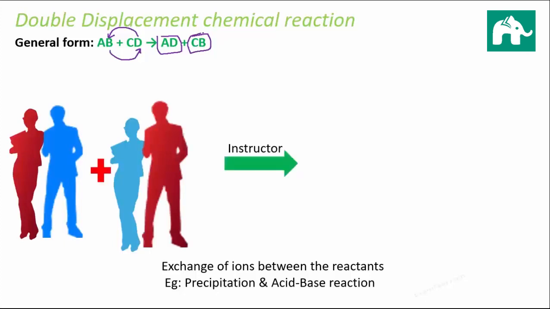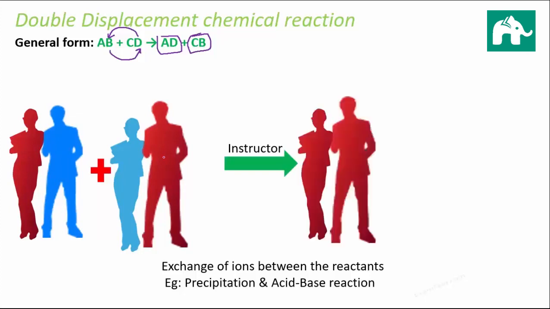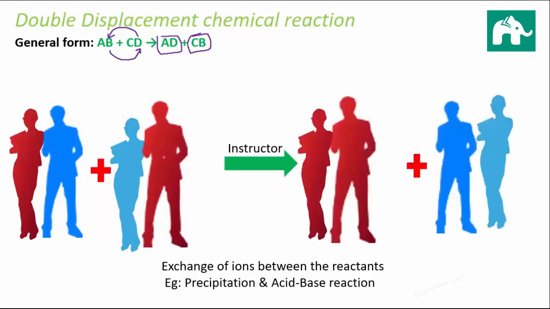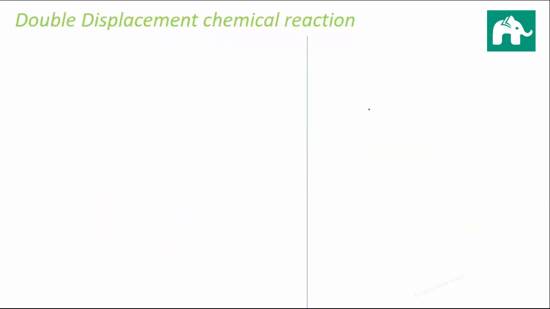So you can consider this analogy. Let's say these are the dancing partners, like two dance partners, two sets of partners. Now what happens when they exchange their partners? It's like, you see, the females are still the same, but the guys have been changed. So they have interchanged their positions. So that's double displacement.